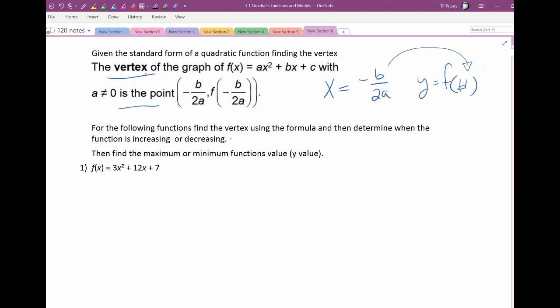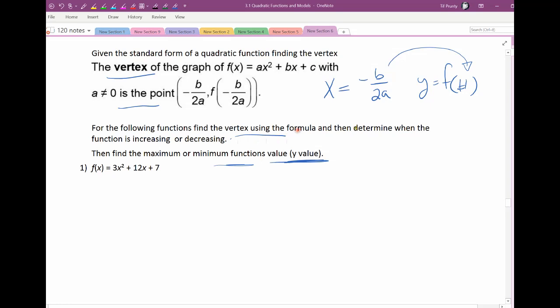And then determine if they're a max or min, because that's important. The y value is the function value. So when we get to applications, if I want to know the maximum height, that would be the y value that comes out of my function, or the minimum cost. The function value is the max or min. X is just the location of it, where it gets me to my max or min.